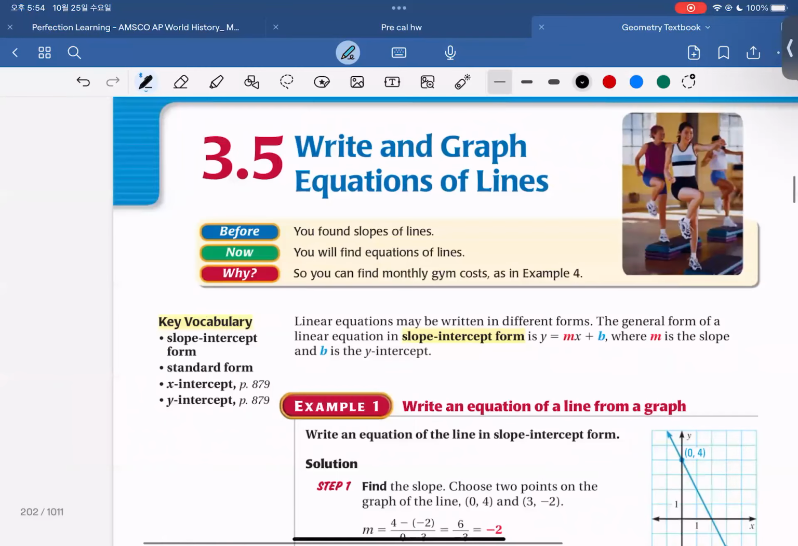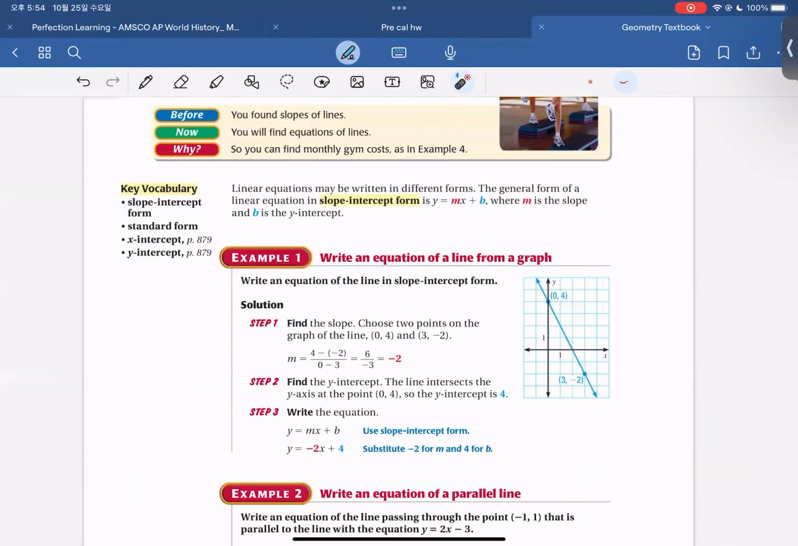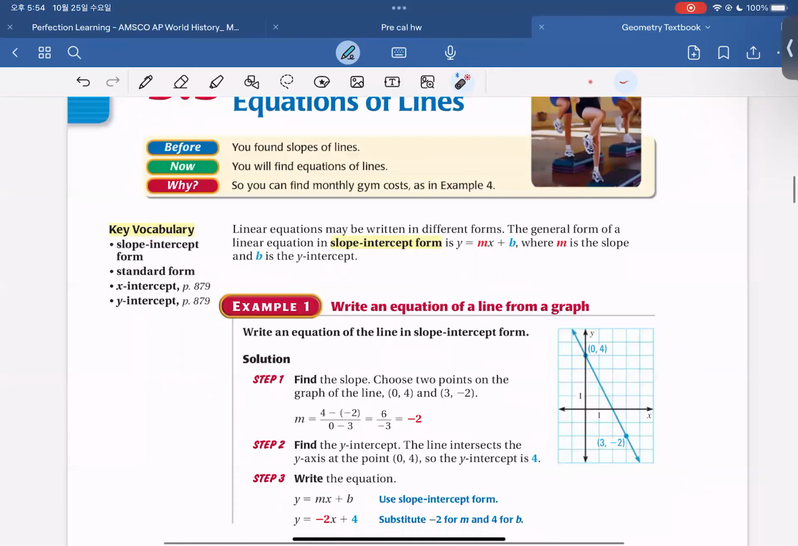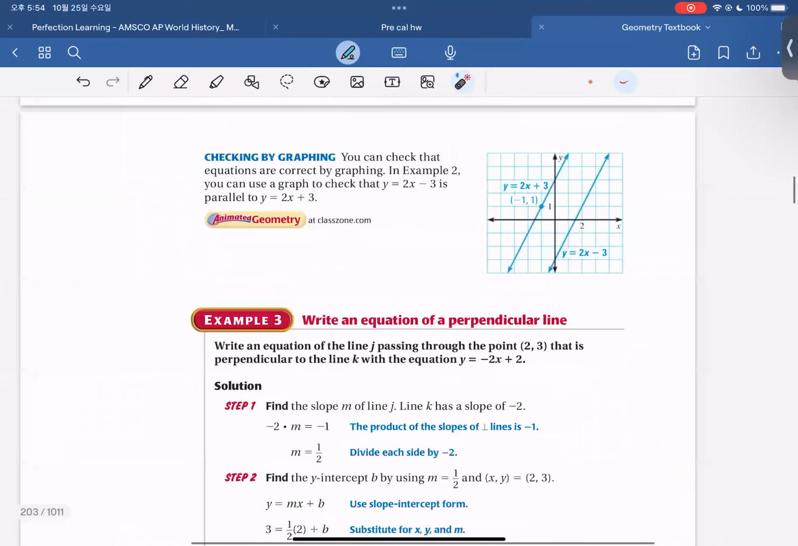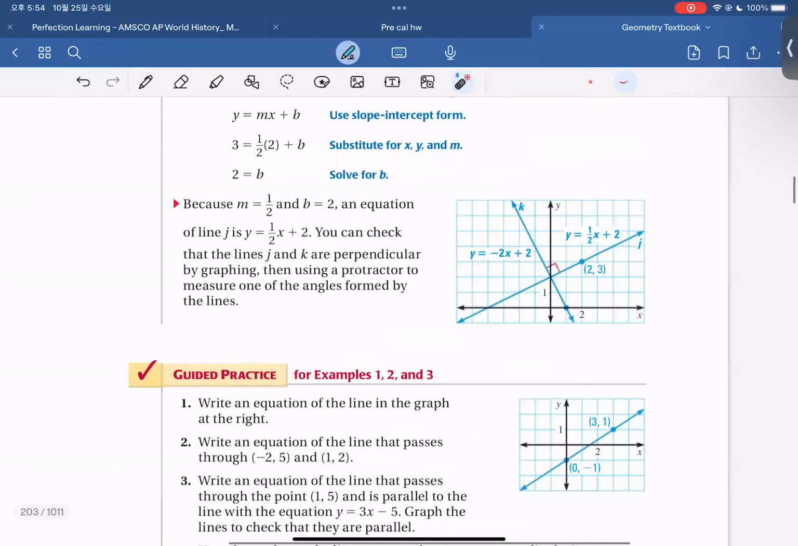Let's look at writing and graphing the equation of lines. As you know, even in linear equations, there are many forms. For example, the slope-intercept form, which looks like this, where m is the slope and b is the y-intercept. I think this is a pretty straightforward example, pretty easy, but know that you can check your answers by graphing. Because if you think two lines are parallel and you plot them and they're not parallel, it's probably not parallel. And you can tell that from graphing, right?